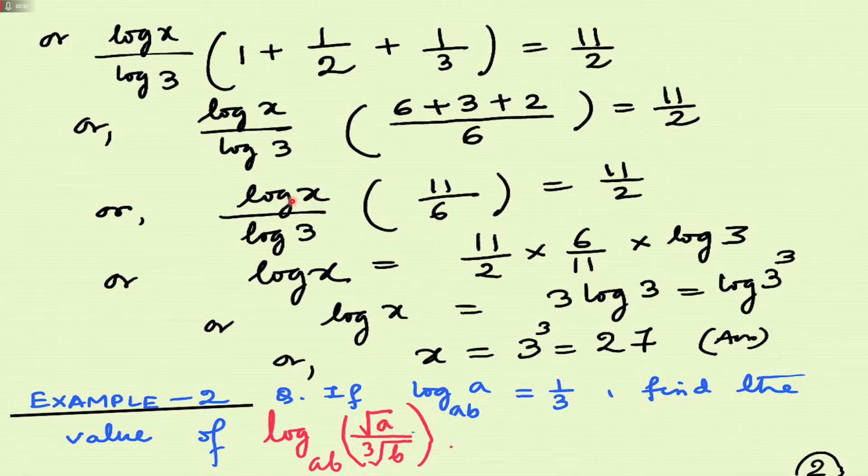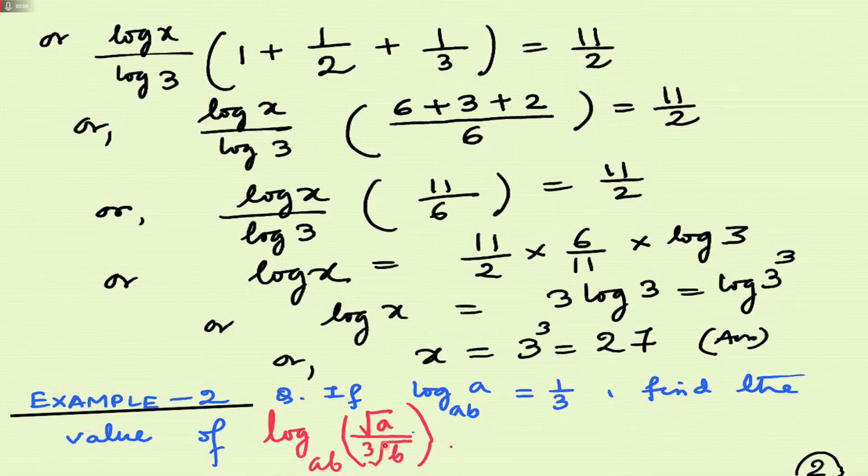So what is the value of log x? This will be 11 by 2 into 6 by 11 into log 3, and this will give you 3 log 3, and you can write this as log 3 cube. So you have log x equal to log 3 cube, and by the definition of log you can also write this as x equal to 3 cube, and 3 cube is nothing but 27. So you have the value of x and it is 27.